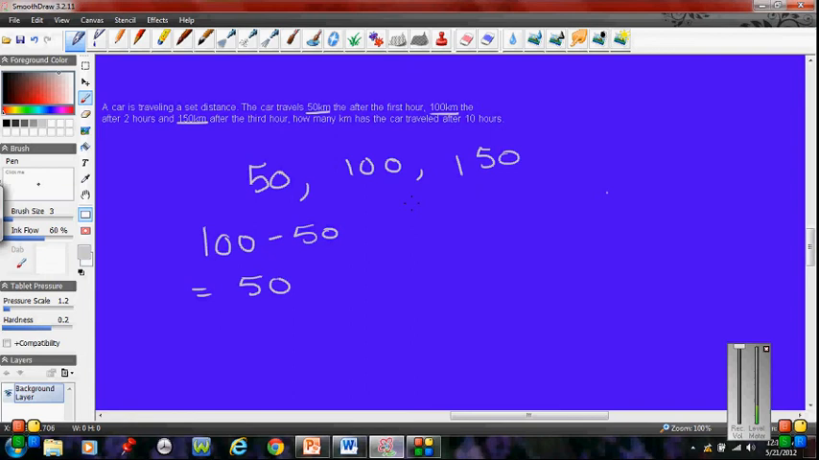In an arithmetic sequence, you would often do two calculations to make sure that it is an arithmetic sequence and you have the right value as well. So now we'll do 150 minus 100. It gives us 50 again. So we know that it is 50 indeed. So I can cross this all out now because you don't need it, and just write 50 here.